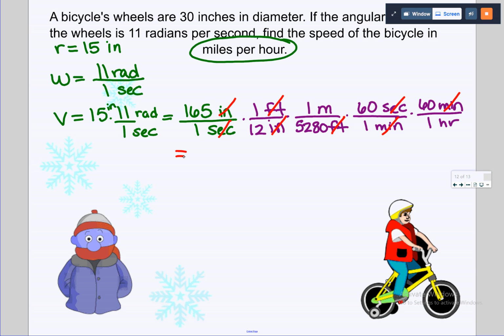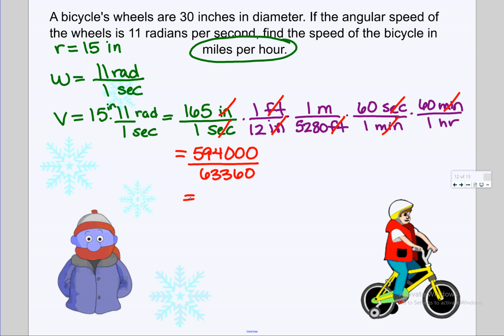Multiply straight across. 165 times 60 times 60 on top gives me 594,000. 12 times 5280 on the bottom is 63,360. And then we divide. And we get approximately, actually, it's exactly 9.375. And it was in miles per hour, which would be reasonable for the speed of a bike, right? If we got like this kid is traveling at 68 miles per hour, it's probably wrong because he's on a bike, and that would be crazy. Be on the expressway with everybody else, right? So we want to check our answer, make sure it's reasonable at the end, okay?